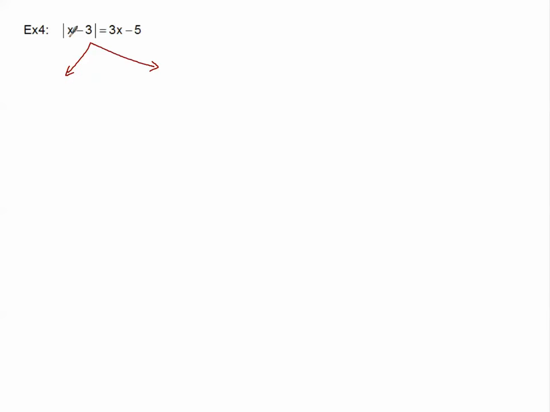So let's write the first one. The first one is exactly what you would see without the absolute value bars. So x minus 3 is equal to 3x minus 5, and we'll solve that. Or we're going to take the opposite of the absolute value bars. The opposite of x minus 3 is equal to 3x minus 5. And those are my two equations to solve. So let's solve.